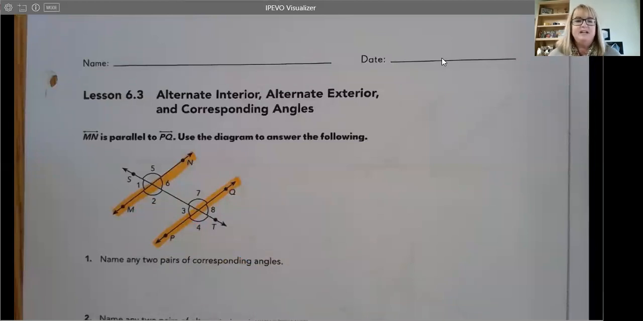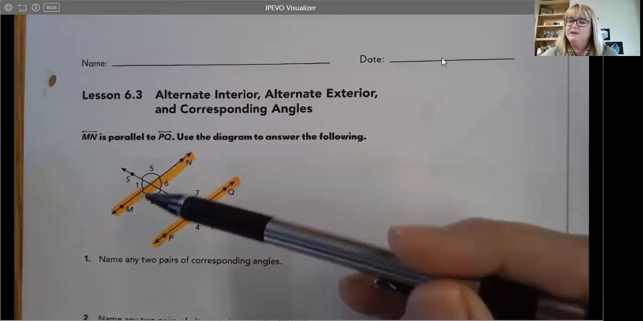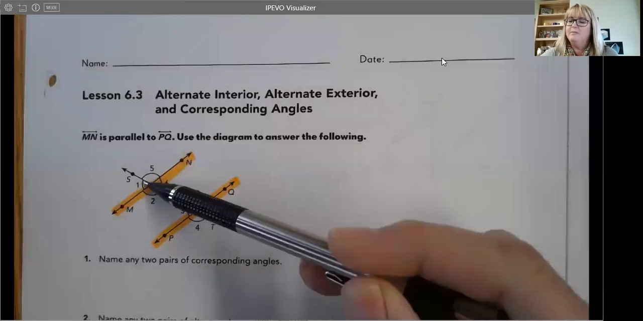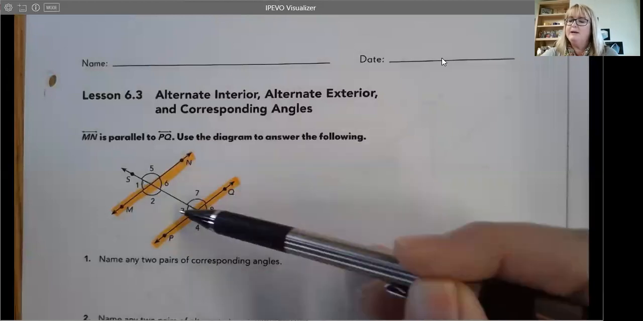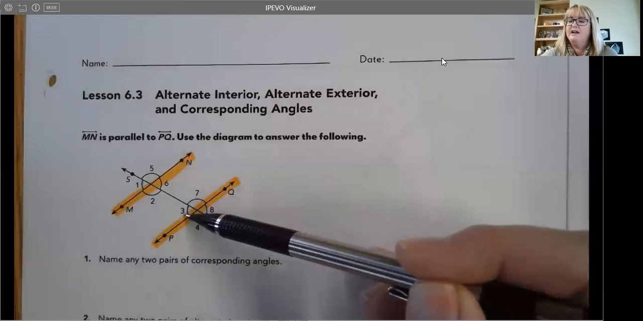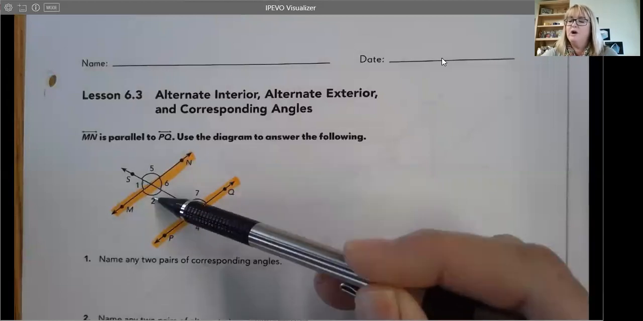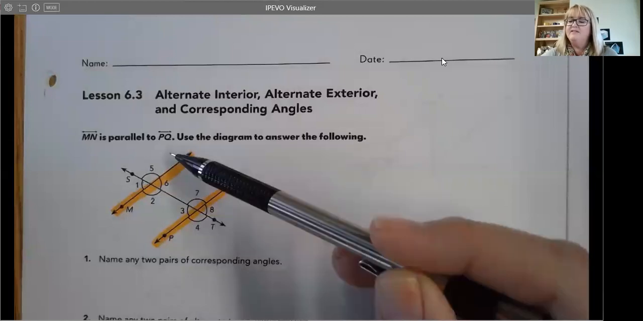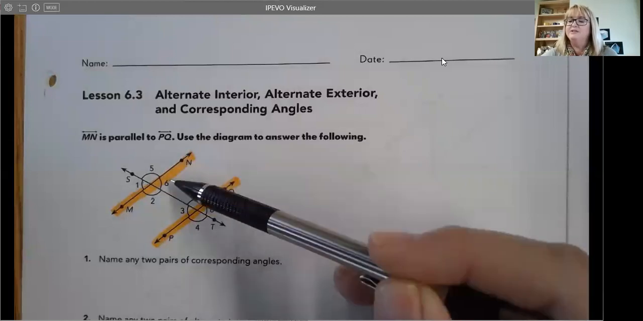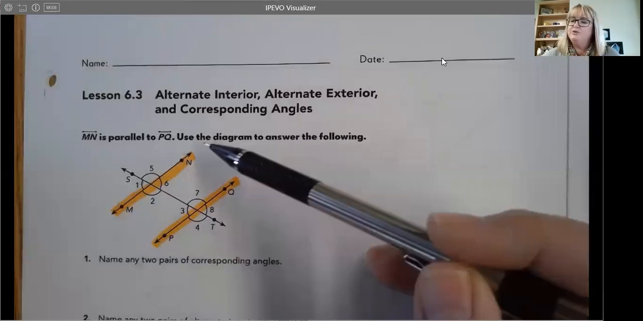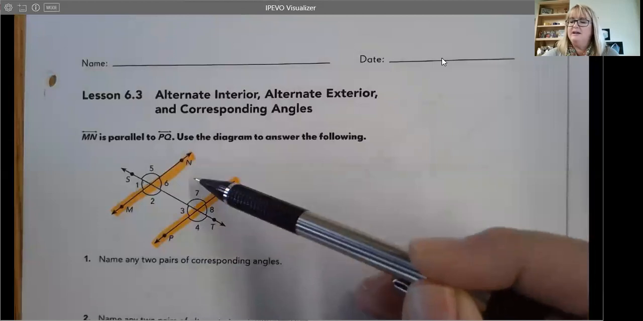Now, corresponding angles are on the same place on the transversal. So if you look at this one, angle 1, the one that corresponds with angle 1 is angle 3. They're both on top of the parallel line under the transversal. So 1 and 3 are corresponding, 2 and 4 are corresponding, 5 and 7, and 6 and 8. Those are corresponding.